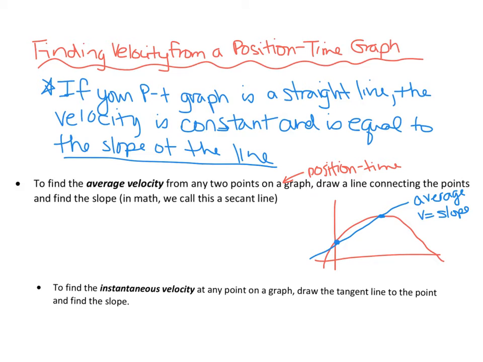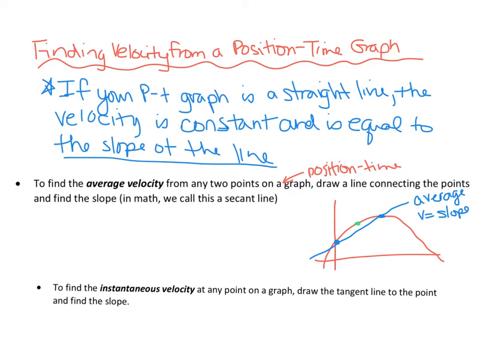The next thing that we have is the instantaneous velocity. That's going to be the velocity at any instant. The average velocity is over a period of time. Instantaneous is at 1 instant. You find the instantaneous velocity by finding what's called the slope of the tangent line. I'll show you what I mean.